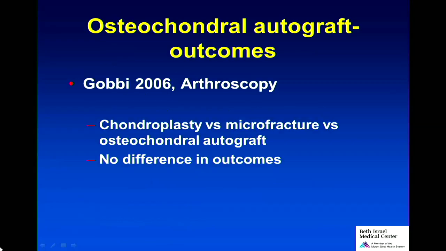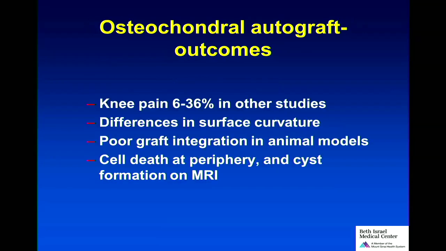Gobi compared this to just a chondroplasty and debridement versus microfracture, and really found no difference in outcomes. So the concerns with osteochondral autograft, in some other studies, are a higher rate of knee pain in these series, and the difficulty in matching the curvature of the implant to the talus, especially in these shoulder lesions.